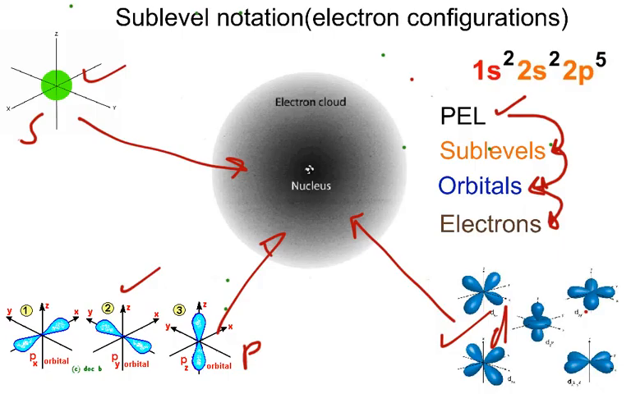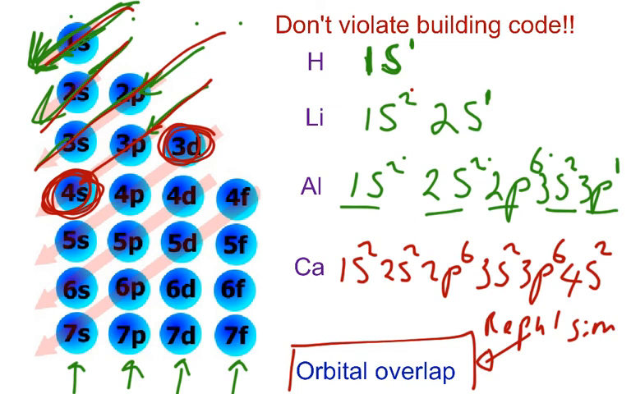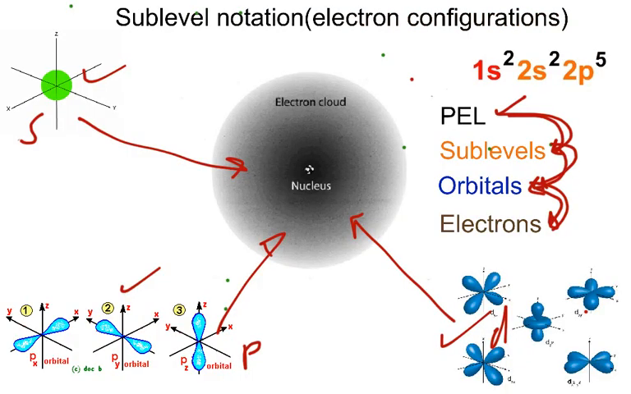As always, folks, hard work plus sacrifice equals success. Principal energy levels contain sublevels. Sublevels contain orbitals. Orbitals contain electrons. You can use your periodic table to determine the max number of electrons and the number of orbitals. And you don't violate the building code. You make sure your S's always have 2 max, your P's have 6 max, and so on, and you're good to go.